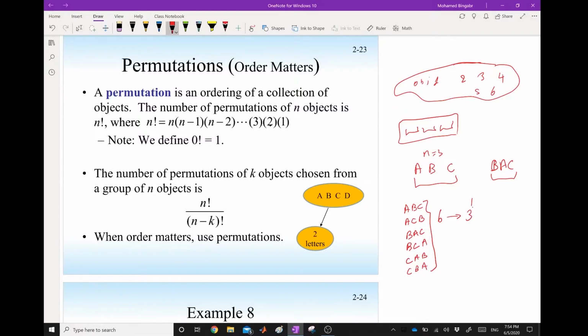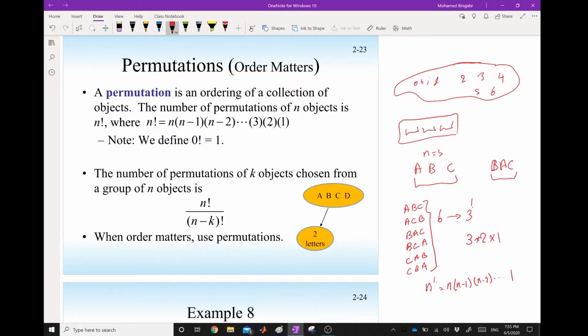And 3 factorial means it is 3 times n minus 1. In this case, 3 minus 1 is 2 times 1. So in general, n factorial equal n times n minus 1 times n minus 2 all the way until you get 1. So if you have n object, how many ways you can arrange them and order matter?